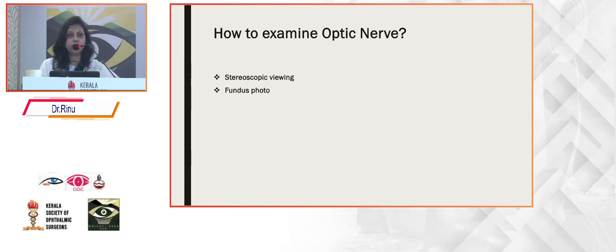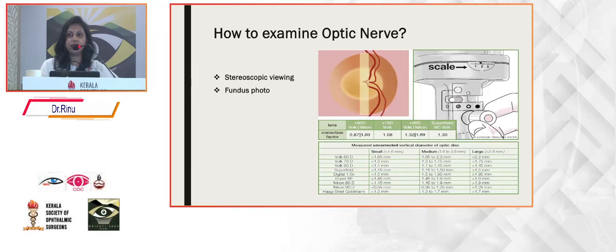So the gold standard for examining an optic nerve is stereoscopic viewing with the help of a slit lamp and fundoscopic lens. It's always ideal to dilate the fundus and to obtain a fundus photograph so that we can compare it with the previous visits. With the help of a slit lamp, we make a small vertical beam and overlay it over the disc. The length of the beam is multiplied by the correction factor of each condensing lens to get the size of the disc.